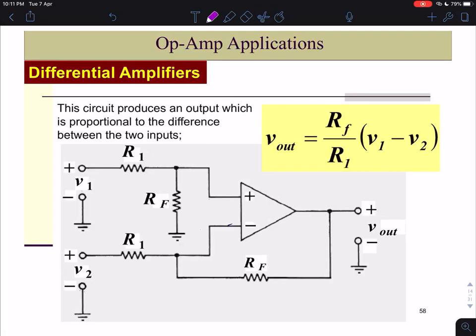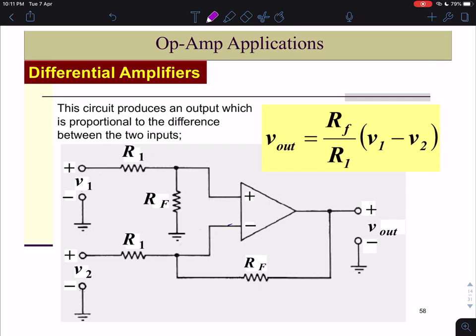So the next application of an op-amp is differential amplifiers. Differential amplifiers are useful because they reject common voltages while amplifying the differential signal of interest. For example, suppose we have equal 50 Hz noise present on each input, and one input is at 5 V DC while the other is at 2 V DC. So the circuit removes the noise and amplifies the 3 V DC differential signal.